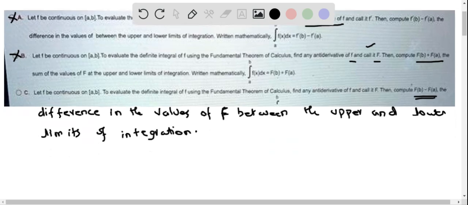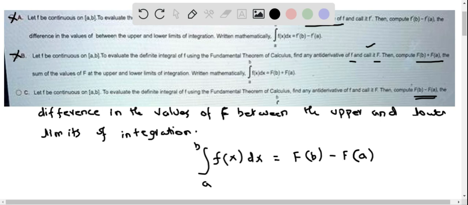And this is written mathematically: the integral from a to b, the definite integral of f of x dx, equals F of b minus F of a. And so this is the correct explanation for the fundamental theorem of calculus, which is used to find the definite integral of f of x from a to b. And so we choose this option C, which is correct.